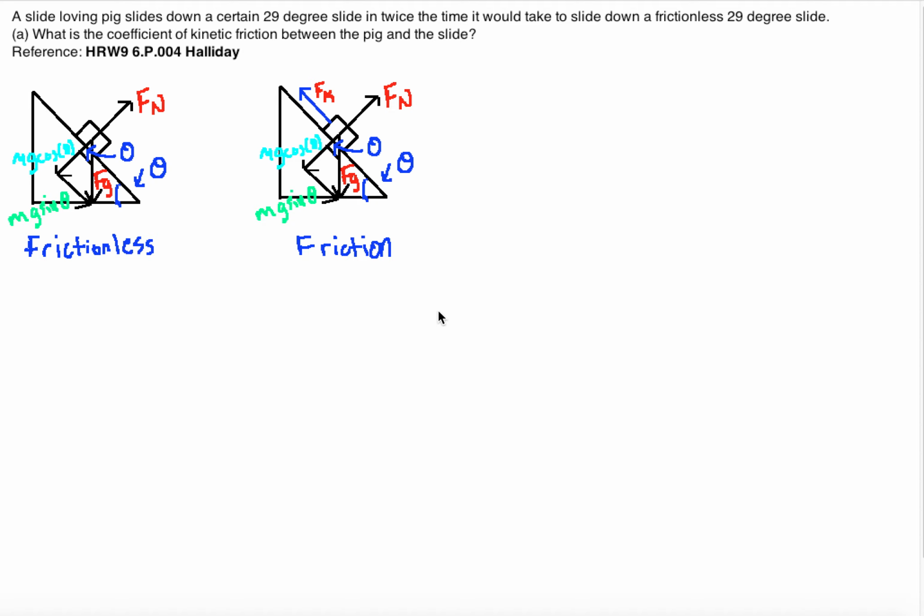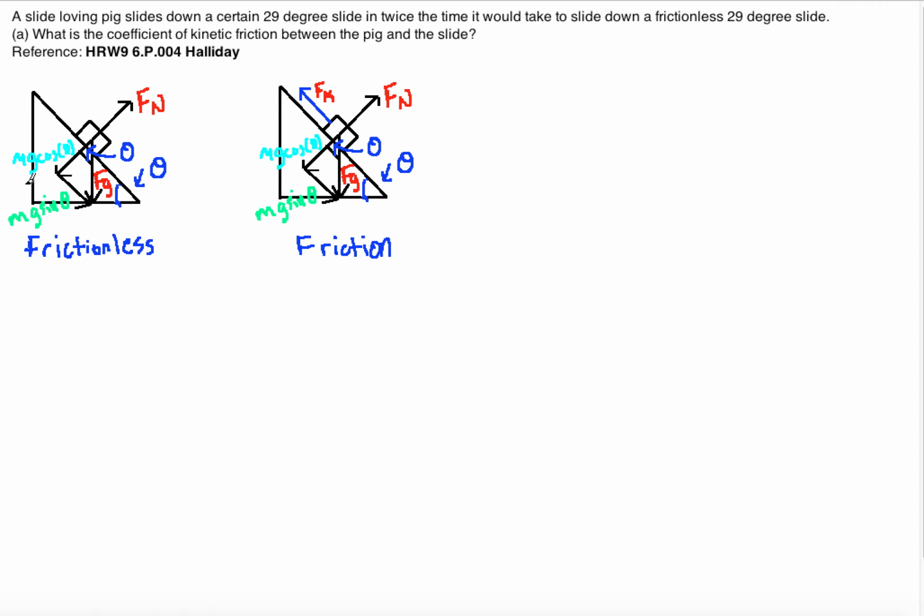And the question they're asking from that information is, what is the coefficient of kinetic friction between the pig and the slide? For this type of problem, I recommend drawing a free body diagram, and specifically for this problem because it's asking us to analyze two systems, a frictionless and a friction system. I've drawn two free body diagrams, and I suggest you do the same. I've already drawn them here with all the components labeled just to save us some time, but let's go through quickly and explain them.